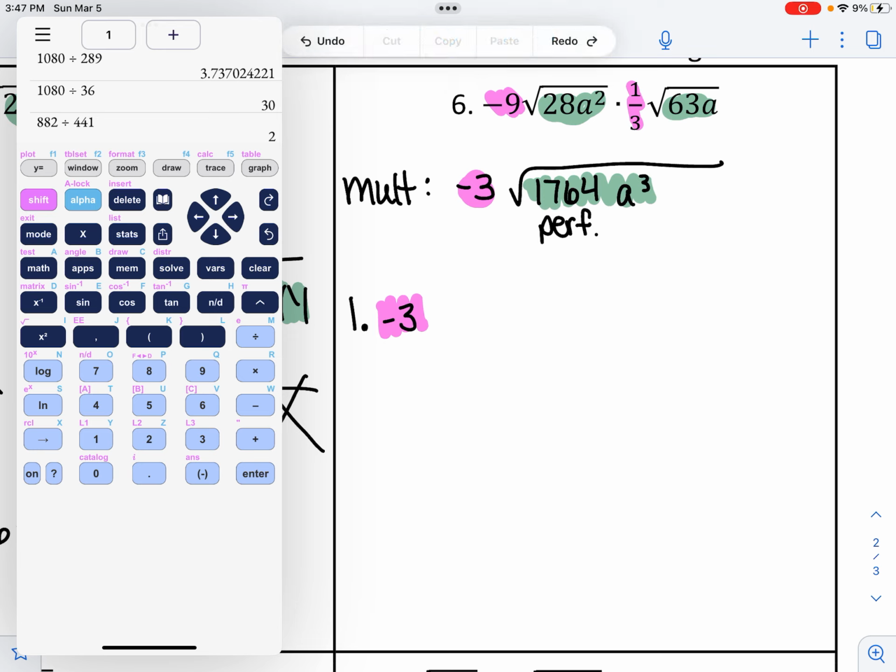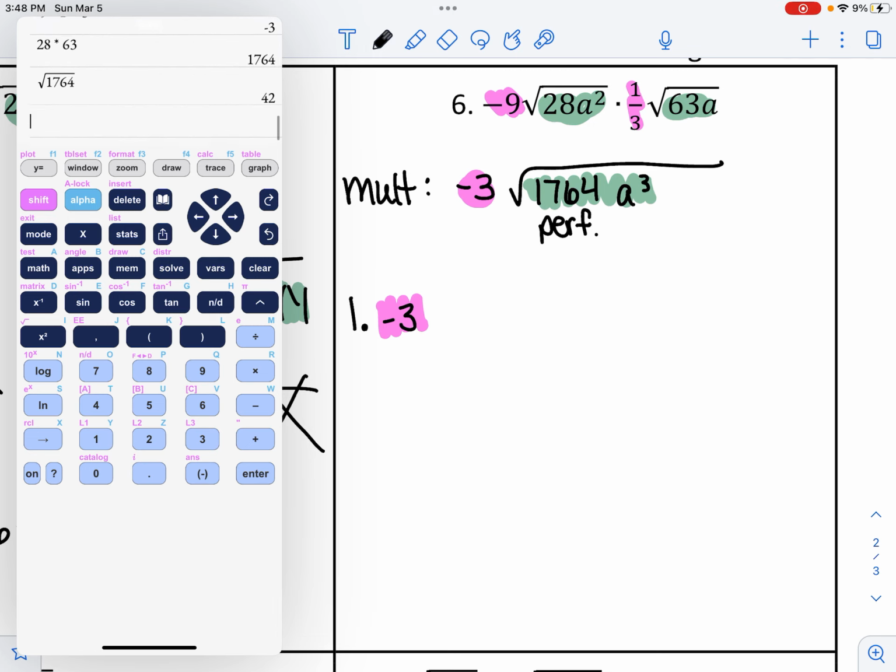Okay, so there's the 3. Now, remember how I said that was actually perfect? If you look at my calculator, you see that's actually a perfect 42. So that's going to become a 42 here. And that's perfect, so there's nothing left there. However, the A's we need to examine. There they are. And now I do need to examine the A's in terms of how many groups of 2.